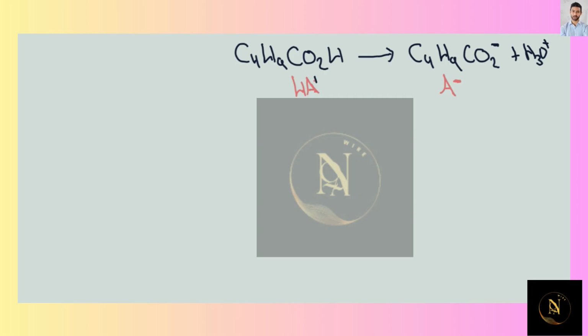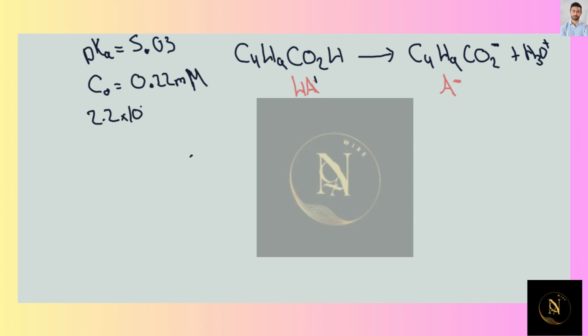And in this fashion, we're going to be able to find the correct result. The other information that is given, not directly in the problem, is the value for the pKa. In this case, the pKa is equal to 5.03, and the initial concentration is equal to 0.22 millimolar. Remember that 0.22 millimolar is the same as saying 2.2 times 10 to the minus 4 molar. Always convert to something that we can treat directly.